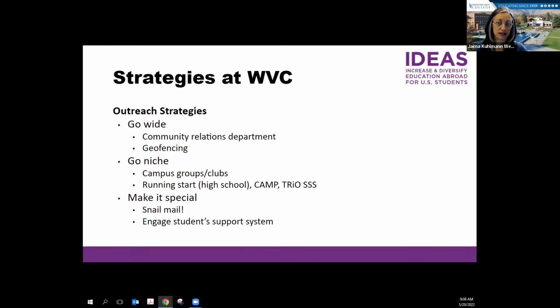Going in the opposite direction, I also work to partner with specific groups and clubs on campus to promote directly to their students. You might think about the different clubs or grant programs on your campus that serve a specific demographic you'd especially like to reach. Could you attend their meetings? Could you provide flyers or email content to their program staff to share out with their students?